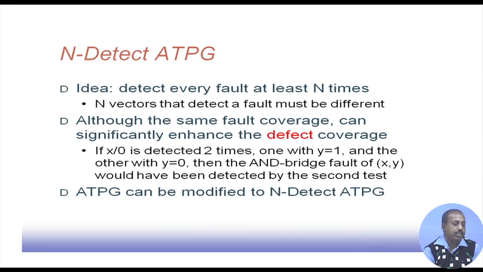The idea is to detect every fault at least n times. The n vectors that detect a fault must be different. So, for every fault, now I have got n different vectors. The fault coverage remains the same, but it can enhance the defect coverage. Defect coverage, why?